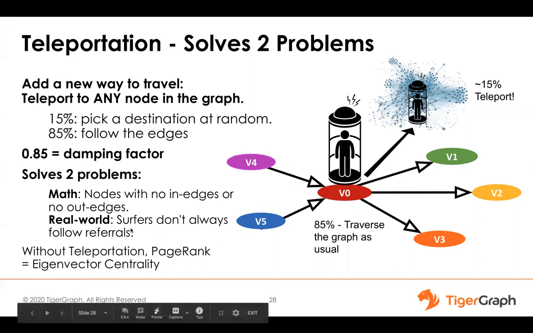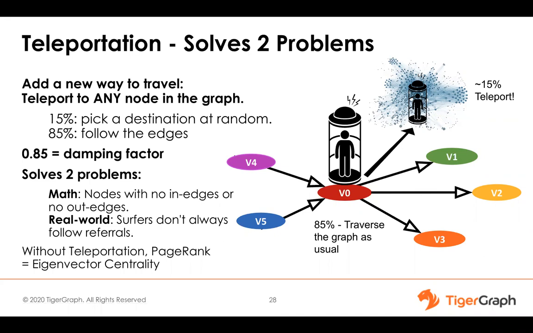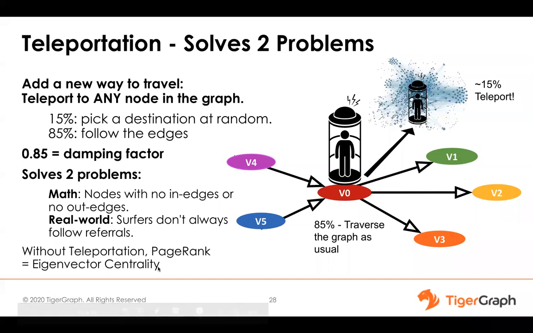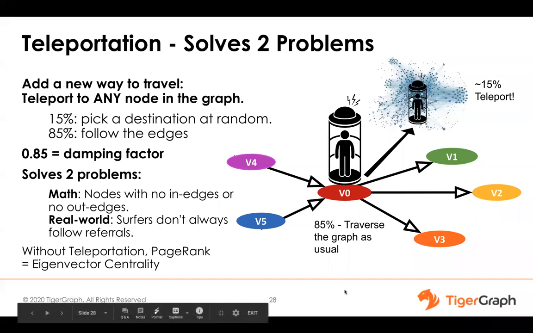And when we're applying this to the original web surfing problem, which web page is the most authoritative, people don't just follow hyperlinks. You sometimes just go directly to a page you want to go to. So it both explained real behavior and solved a computational problem with the pure PageRank. The so-called pure PageRank is actually something called eigenvector centrality. When you add in teleportation, then it becomes what we know today as PageRank.